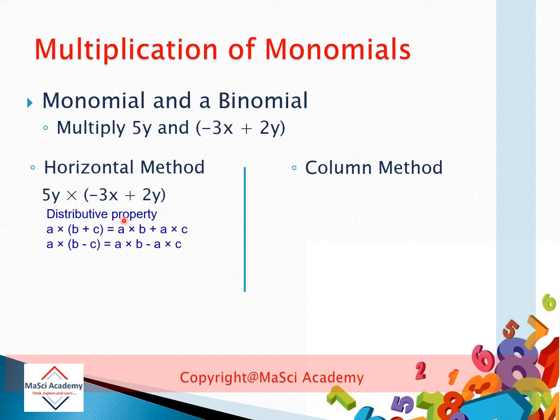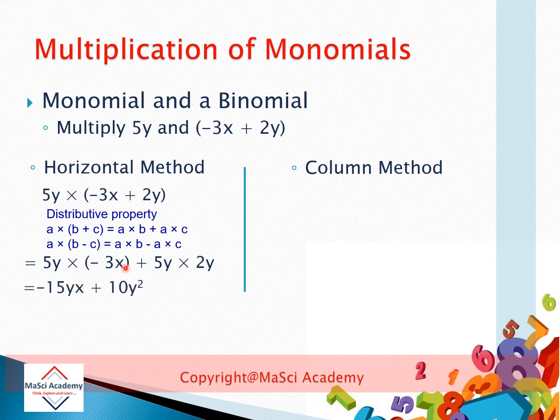Using the distributive property, that is a multiplied by (b plus c) is equal to a into b plus a into c, and if it is minus in between, that is a multiplied by (b minus c), it becomes a into b minus a into c. Using this distributive property, let's first open the brackets. 5y multiplied by minus 3x and then plus 5y multiplied by 2y.